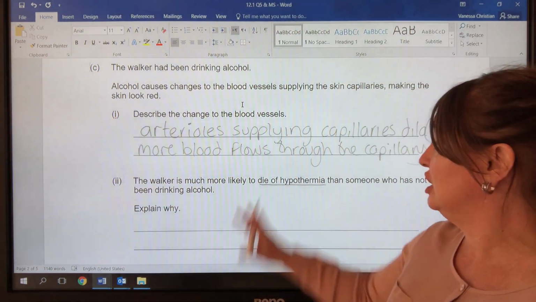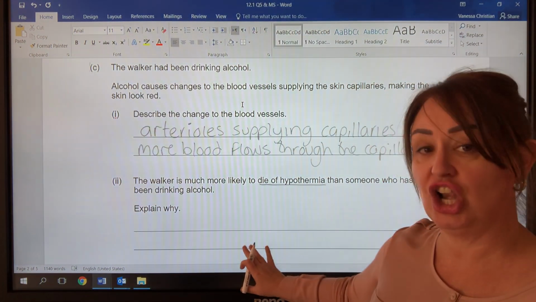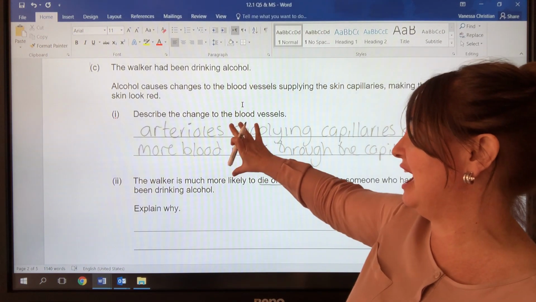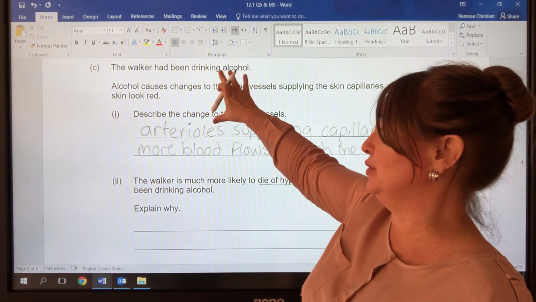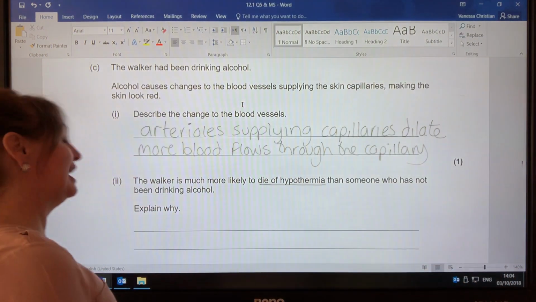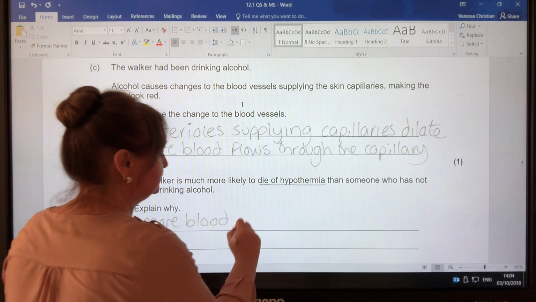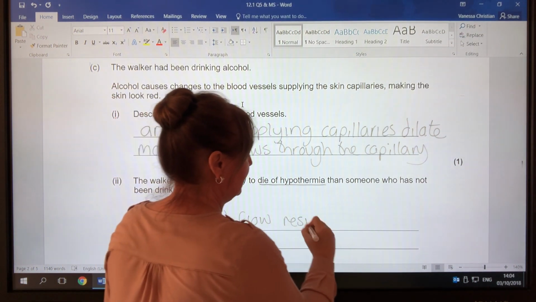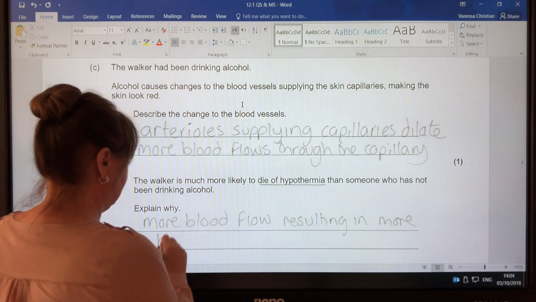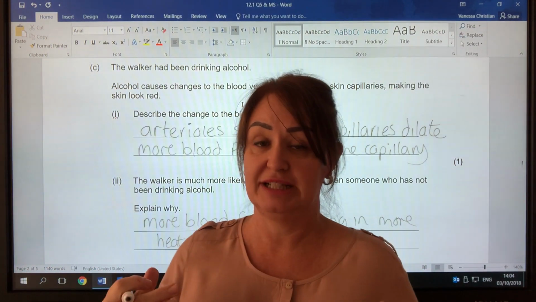Well, the answer is, if you've got more blood flowing through, you're going to have more heat lost. I know that question is relying on that answer, which is also linked to that stem of the question. So, why are you more likely to die of hypothermia? Because you've got more blood flow, resulting in more heat lost, which is going to lower your body temperature.